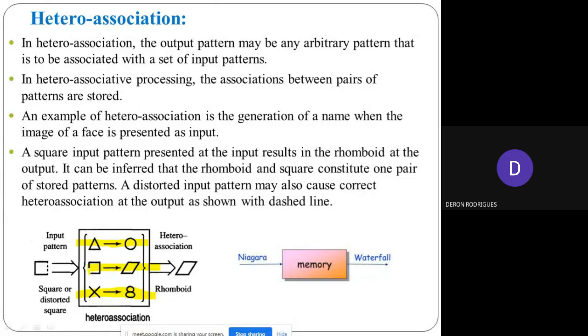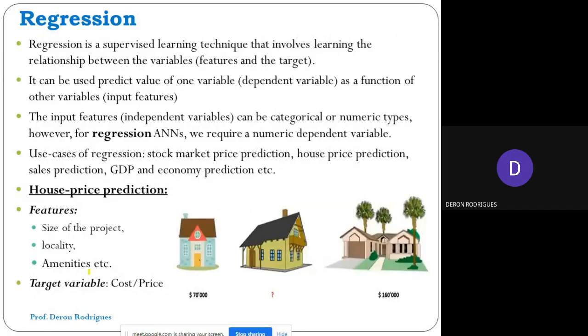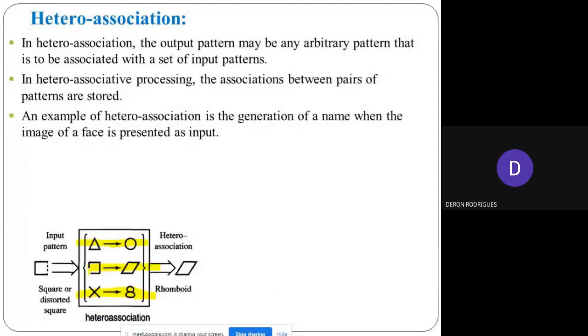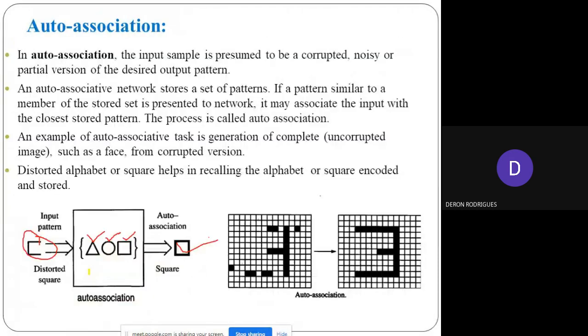Fine. So we have discussed here auto association and hetero association tasks, and in unit 4 you have the different types of auto association and hetero association algorithms. So in the next class we shall go into the details and the problems of each of those. So I will stop now.